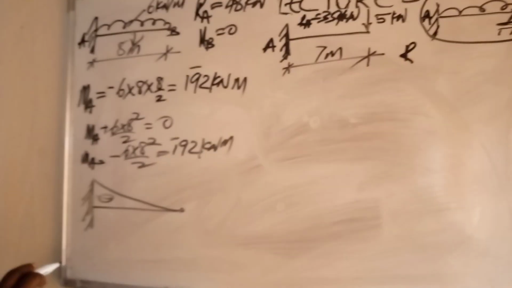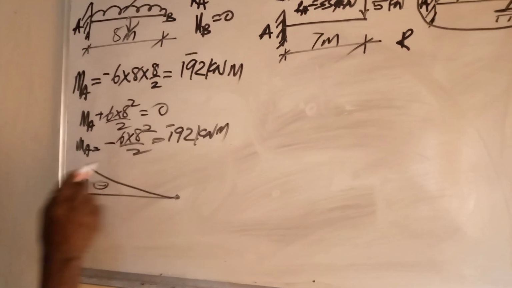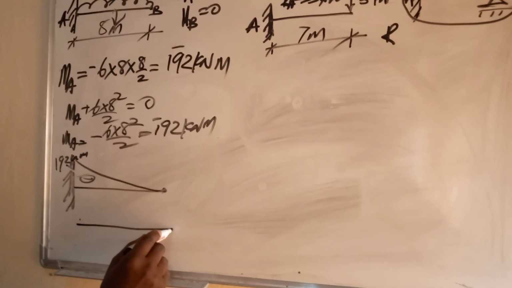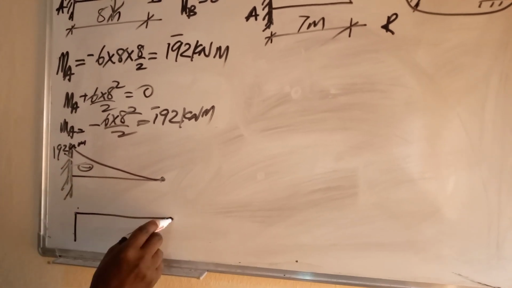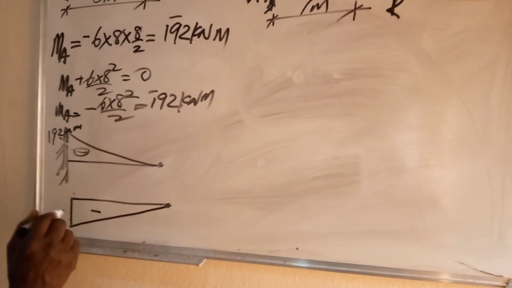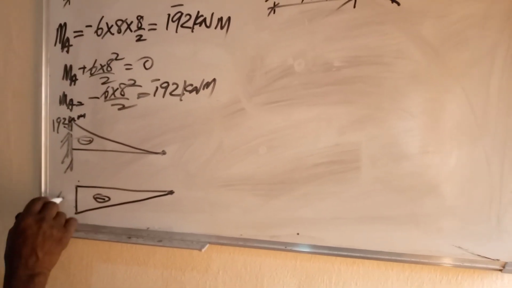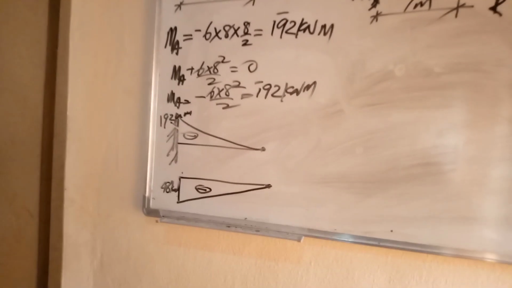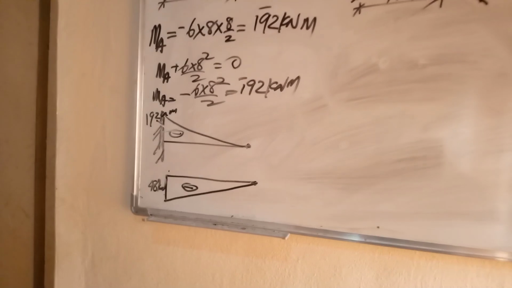So as we said, the shear force at this point is 0. The bending moment at this point is 192 kilonewton meter. So the shear force is this way. Here the shear force is 0. At this point the shear force is 48. So this is negative shear force, which is 48 kilonewton. That's the shear force diagram. So I've gotten both the bending moment and the shear force, or the reaction A, if one wants.